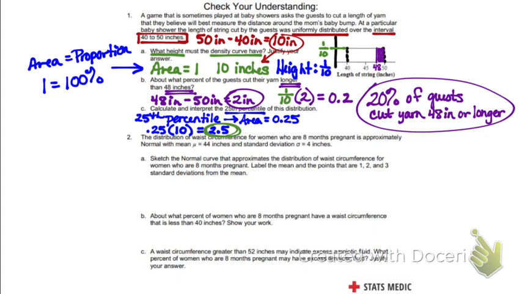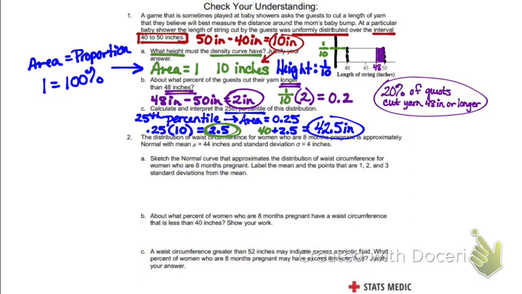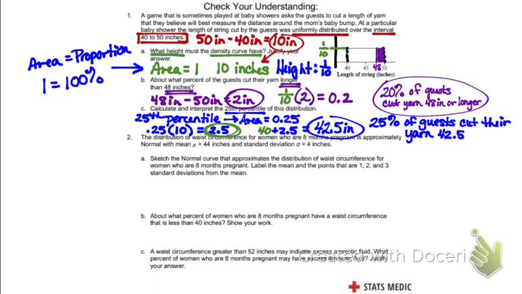What was the minimum amount that somebody cut their yarn? 40 inches. So I'm going to do 40 inches plus that 2.5. I get 42.5 inches. So that's what my 25th percentile tells me: 25% of the guests cut their yarn at 42.5 inches or smaller. All right.